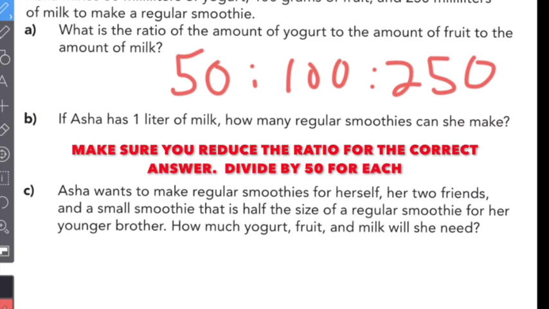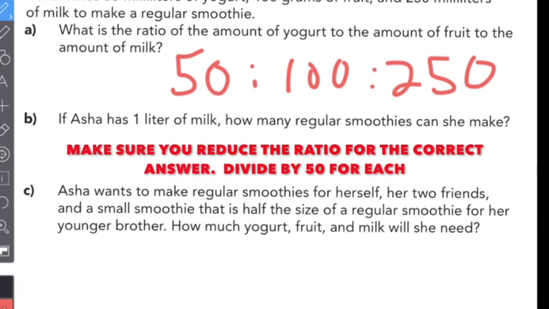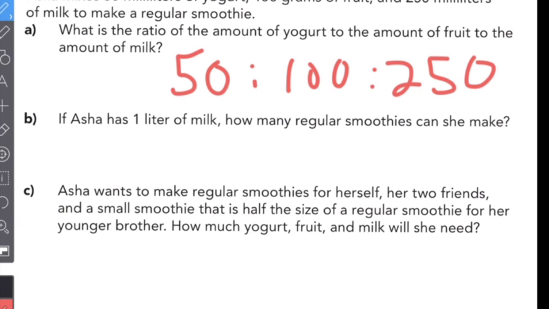Now, we can compare them, even though they're different units, because it's a recipe and it doesn't really matter what units we have. For example, for 2 smoothies, what is the ratio? You would multiply everything by 2, meaning it would be 100 milliliters for yogurt, 200 grams of fruit, and 500 milliliters of milk. So all you have to do is double it.